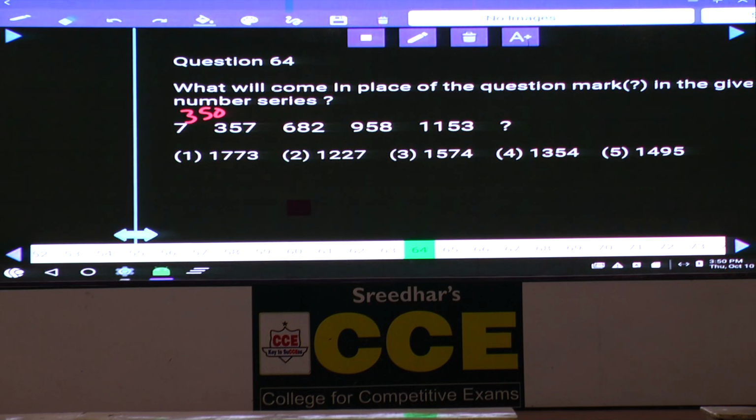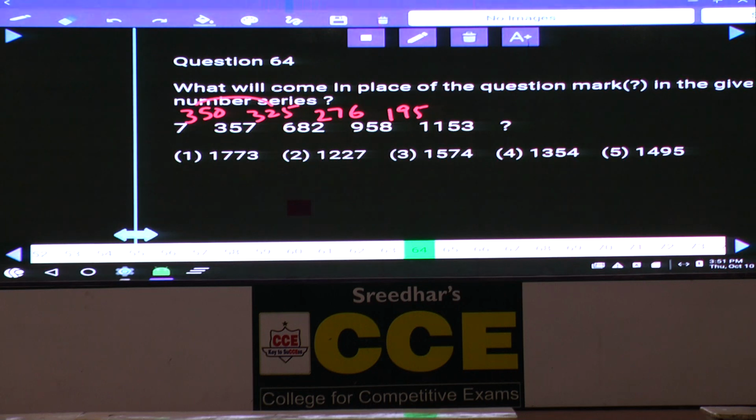Next one is how much? And 357 and 682. The difference is how much? 325. 325 is the difference. 682 and 958. The difference is how much? The difference will be 276. And next one 958 and 1153. Yes, tell me what is the difference we have? 195. Now 195, 276, 325 and 350.